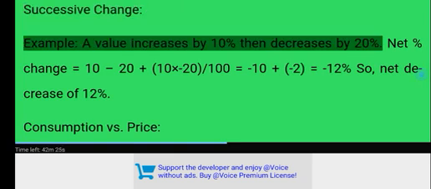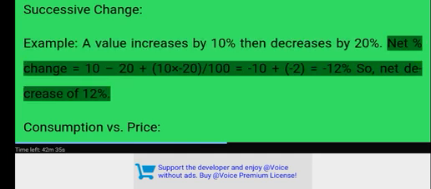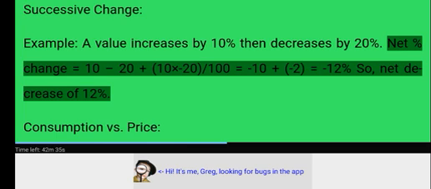Successive change. Example, a value increases by 10% then decreases by 20%. Net percent change equals 10 minus 20 plus (10 times minus 20) divided by 100, equals 10 minus 20 minus 2 equals minus 12%. So, a net decrease of 12%.